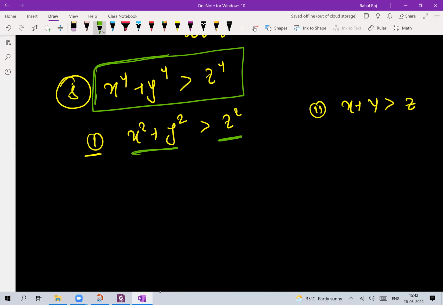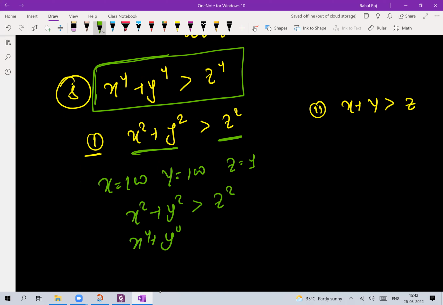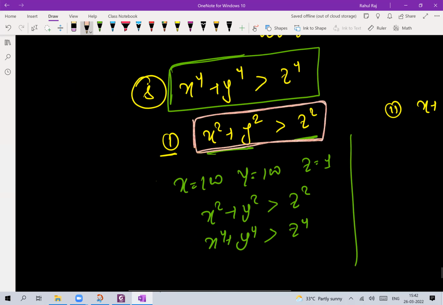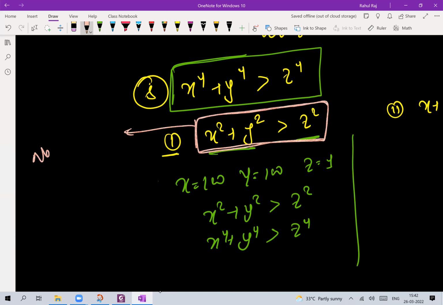So imagine if I take x = 100, y = 100 and z = 1. Can I for a fact say option number 1 suffices, x^2 + y^2 is greater than z^2, and my main question also holds, that is x^4 + y^4 is greater than z^4? So I have a yes situation for sure, right? Because you need to ensure that you are trying to prove the question with the help of the statement. So please ensure, never ever challenge the statement.